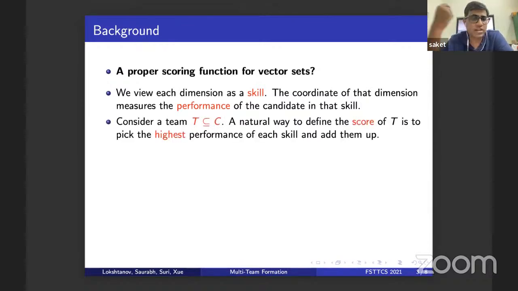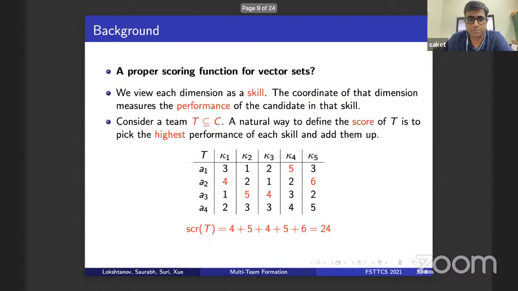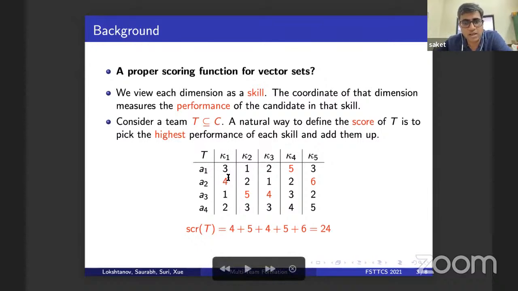Okay. And so what is a team? A team is basically a subset of candidates. And a natural way to define the score of T is to pick the highest performance of each skill and add them up. Example: suppose here's a team consisting of A1, A2, A3, A4, four people, and suppose we have 5 attributes or 5 skill sets. Each of these candidates is given scores for each of the skills. Now how do I define the score of my team? For each skill, I look at which candidate has the highest. For example, with respect to skill K1, A2 has the highest, which is colored in red, so I took 4. With respect to skill K2, A3 has the highest, and so on and so forth. That gives you the score of 24.